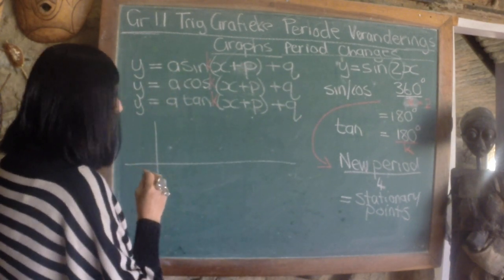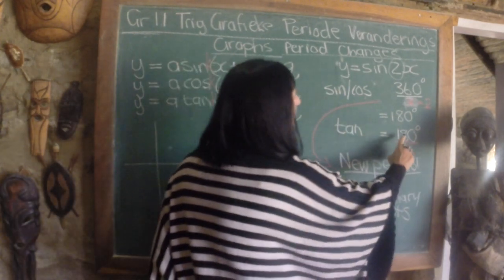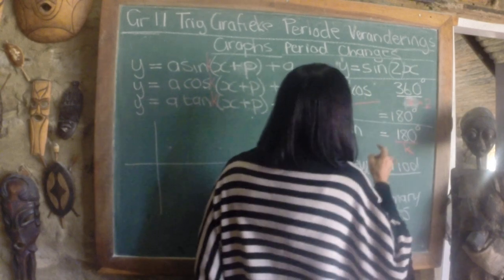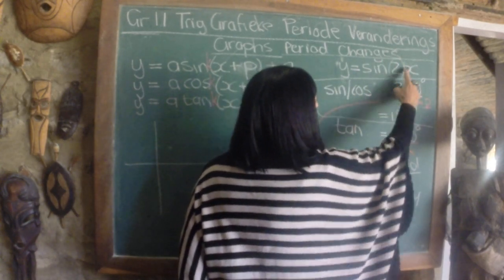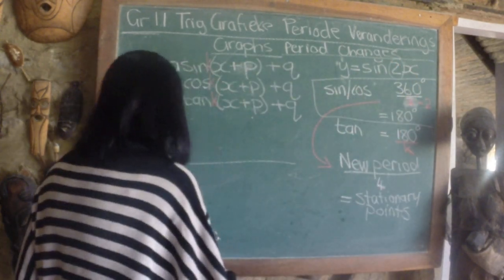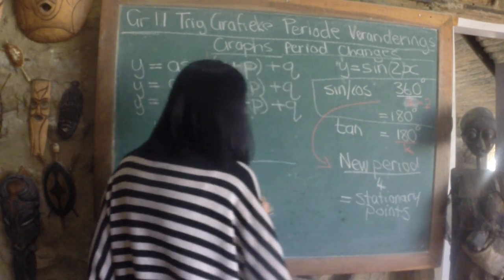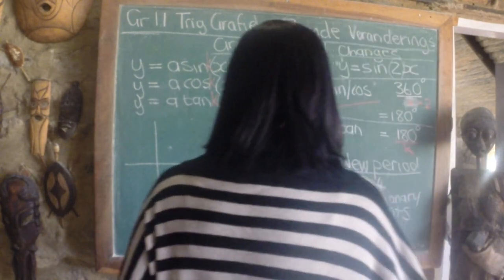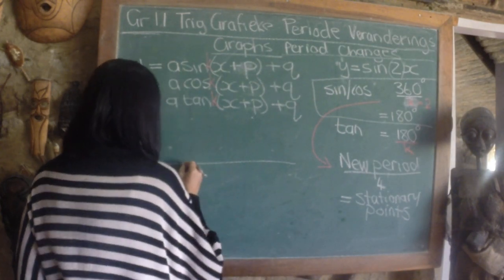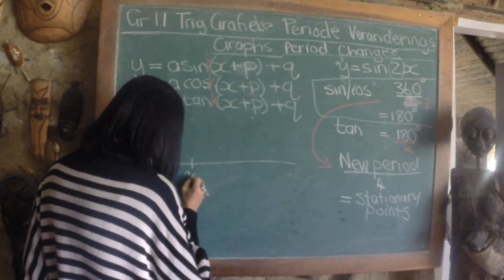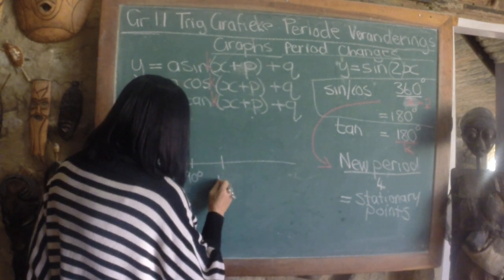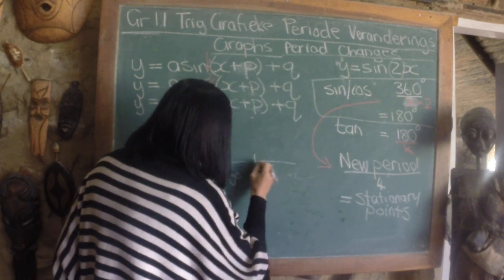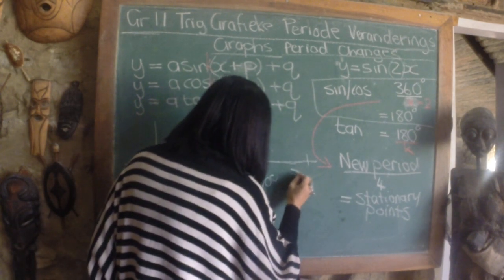So wat doen ek nou? Eerste ding, ek gaan my nuwe periode uitwerk. My nuwe periode vir sin en kos 360 en in hierdie geval is dit 2. So ek gaan nou 180 tot by 180 grade teken. So ons kan sê, okay, as ons nou kalibreer soos normaalweg, dan is dit 90 grade, 180 grade, 270 grade en 360 grade.